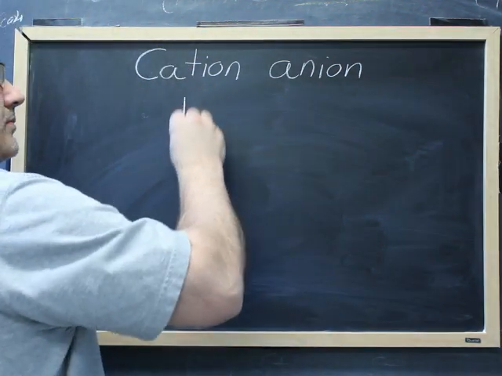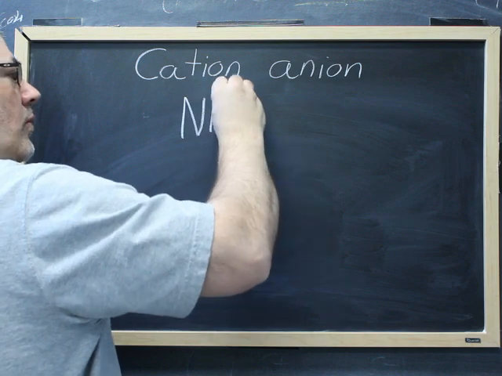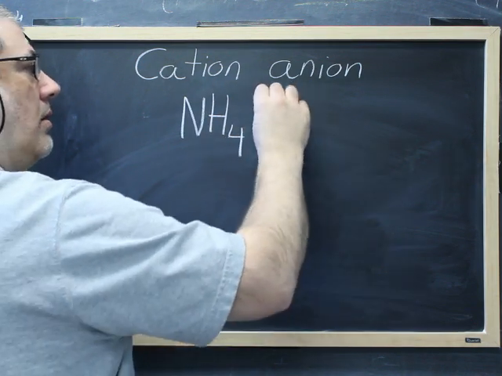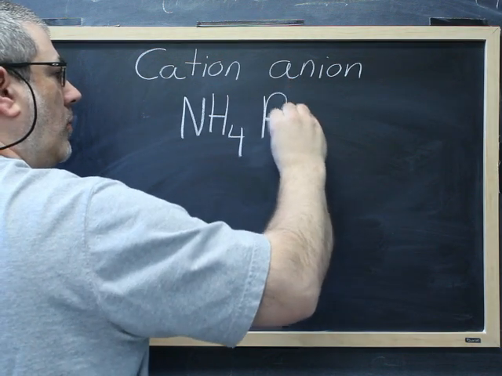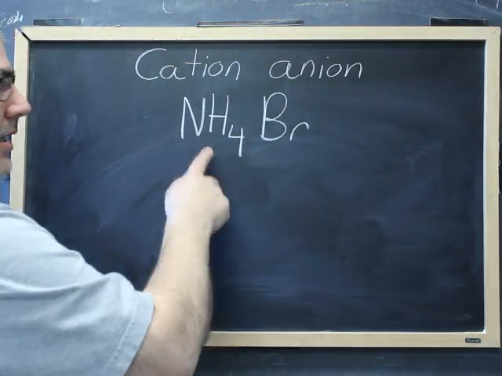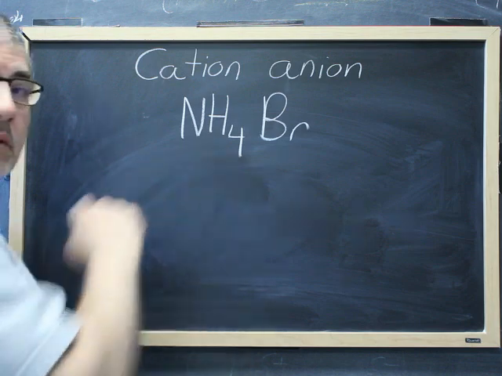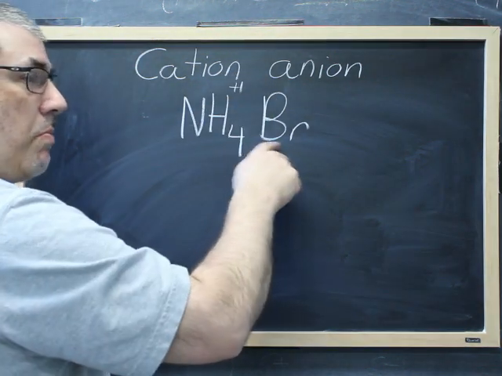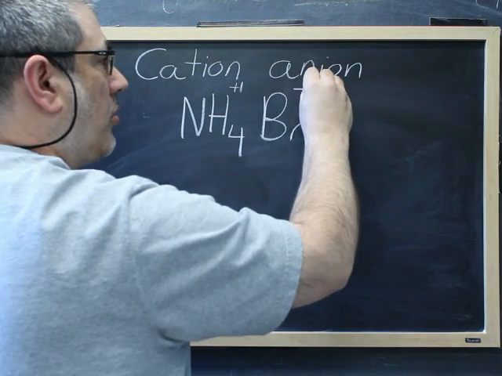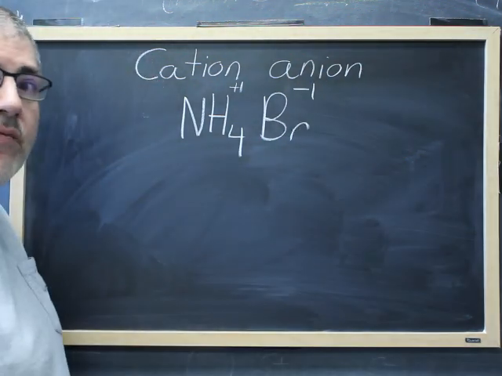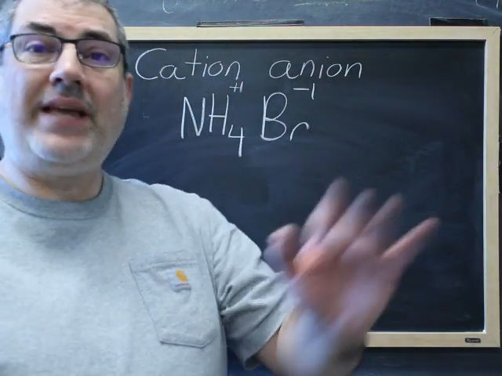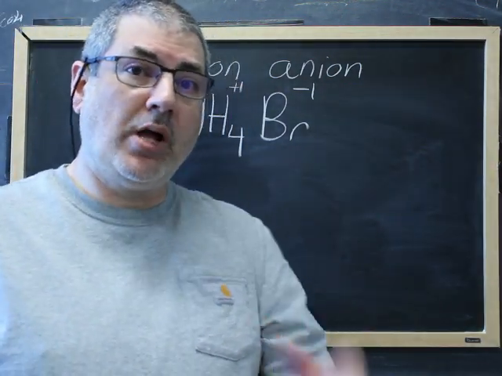So we have NH4Br. Ammonium is NH4, which is +1. Bromine becomes bromide, which is -1. And again, from class, we went over the common charges based on position on the periodic table.